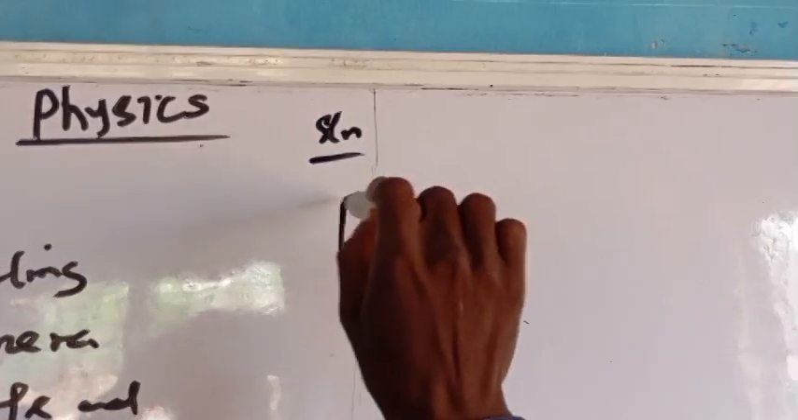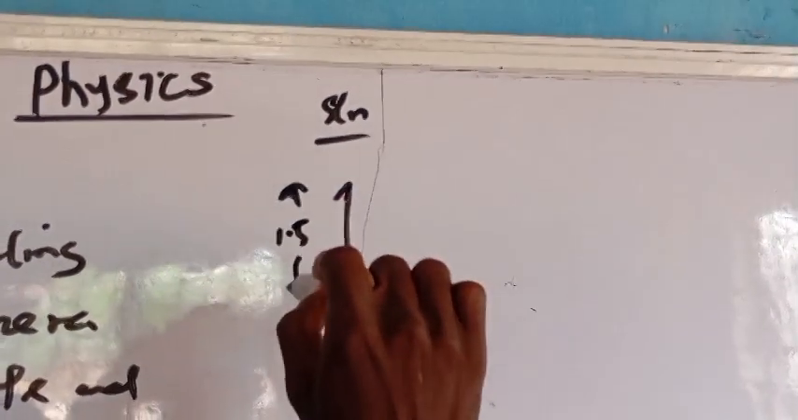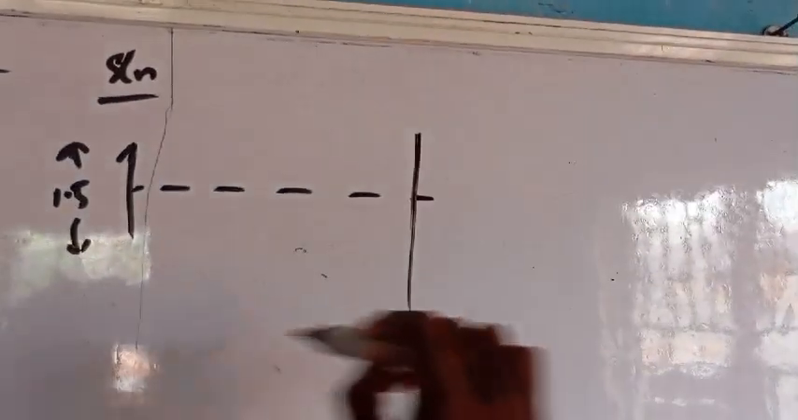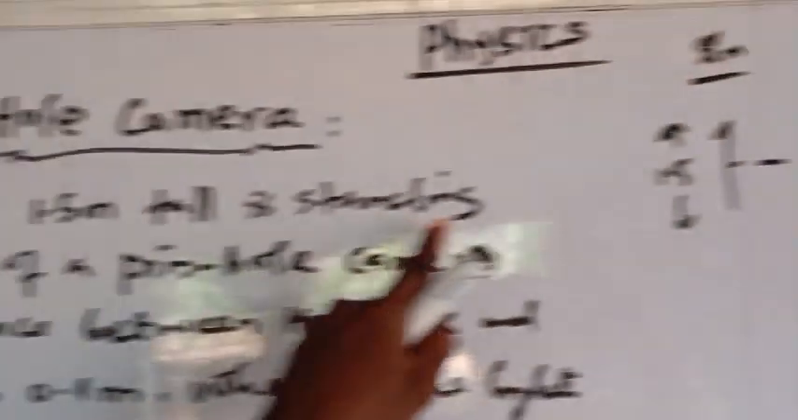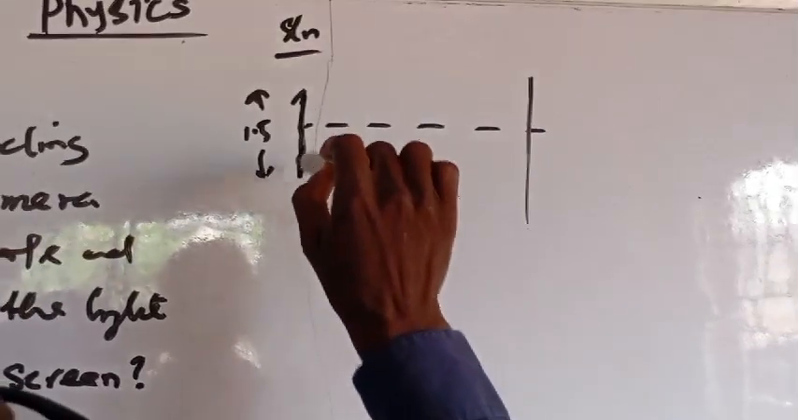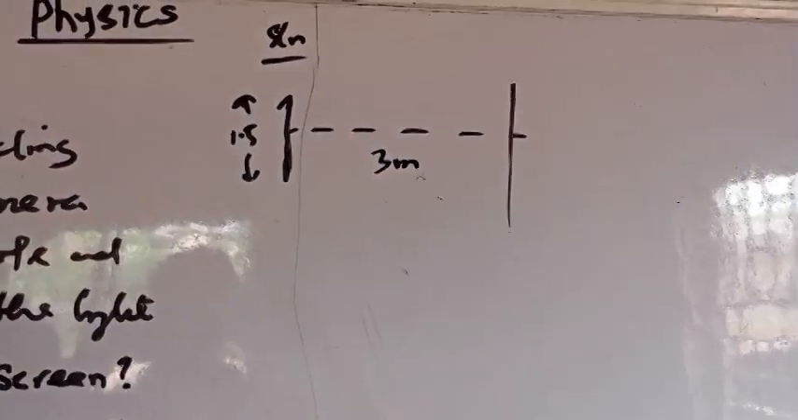Let's assume this is a man. This is the height of the man, 1.5 meter tall, standing 3 meter in front of a pinhole camera. From here, this is the height of the man. The height of the man is 1.5. It's 3 meter from the pinhole camera.